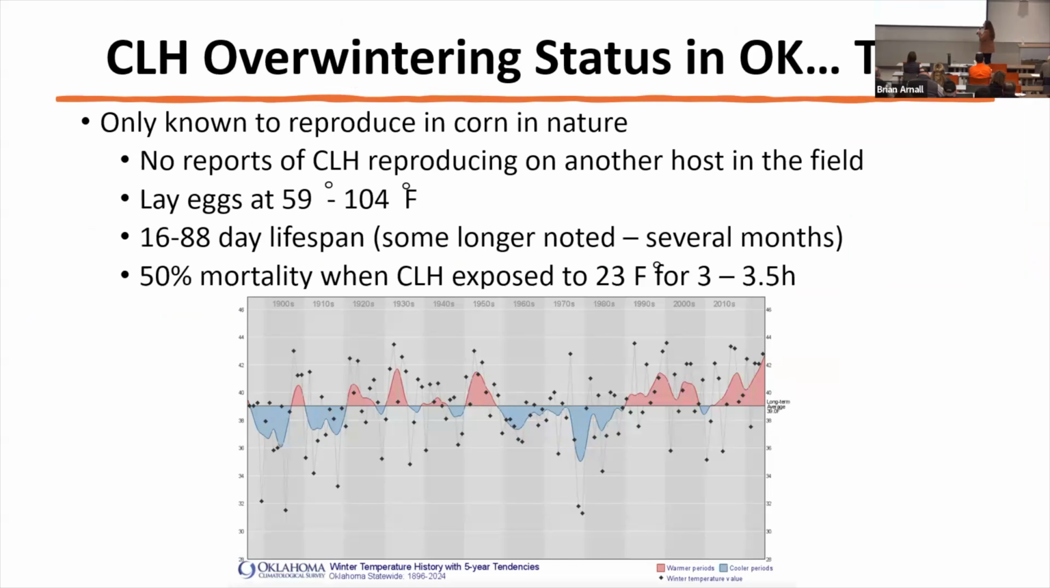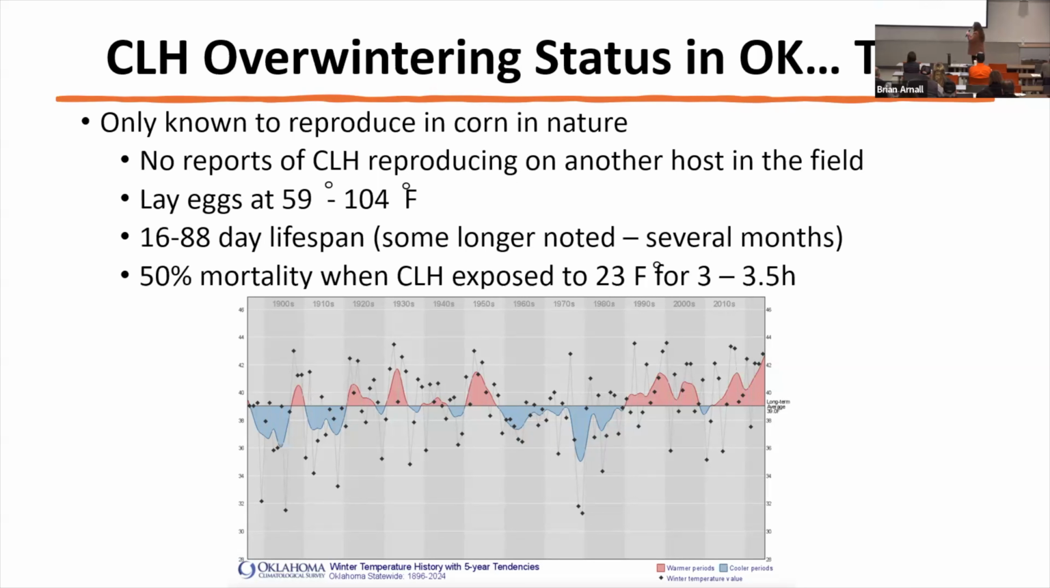All right, so they're only known to reproduce in corn in nature. And I say this because there's a lot of things you can do in a lab or a greenhouse and sometimes force an insect to do a thing. So there are studies out there where they have been shown in a greenhouse to reproduce up to, I think, like 5 generations on eastern gamma grass, okay? But that's in a greenhouse in a forced situation. There's no evidence of that actually happening in nature.